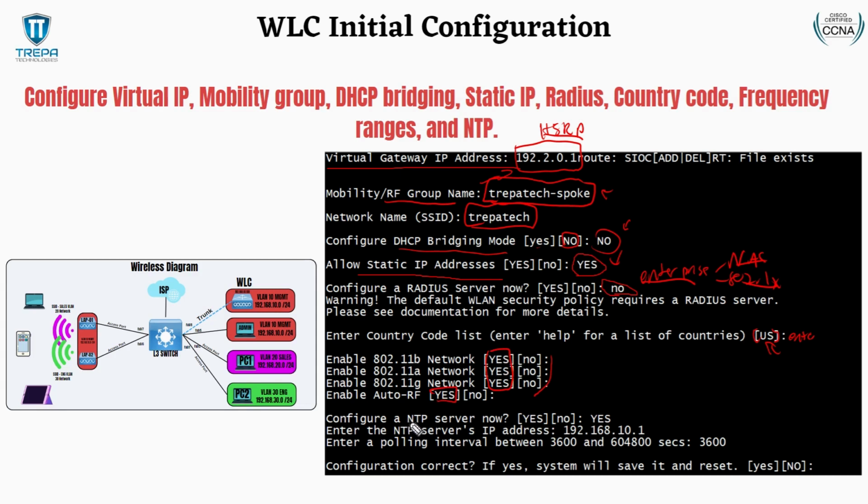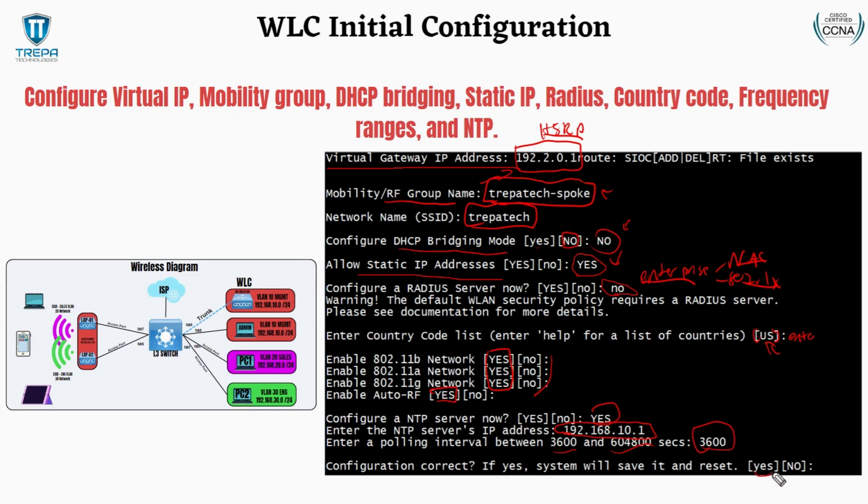And then here it says configure NTP server, which we need, right? We need our timing synced. I'm going to say yes. And then I just made the switch, the interface VLAN 10 IP address, the NTP server IP. And then it says enter a polling interval between 3600 and 604,800. That's for NTP, just 3600. And then that's it. There's your initial configuration.